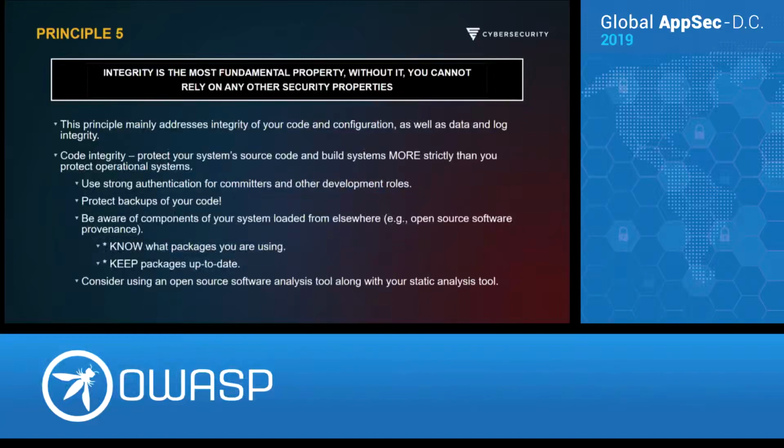So code integrity is extremely important. Protect your code, your source code, and your build system as much or more than your actual production system. Because if the build system gets hosed, you can't rely on the production system anymore. Protect the backups of your code. This next one, be aware of components of your system loaded from elsewhere.